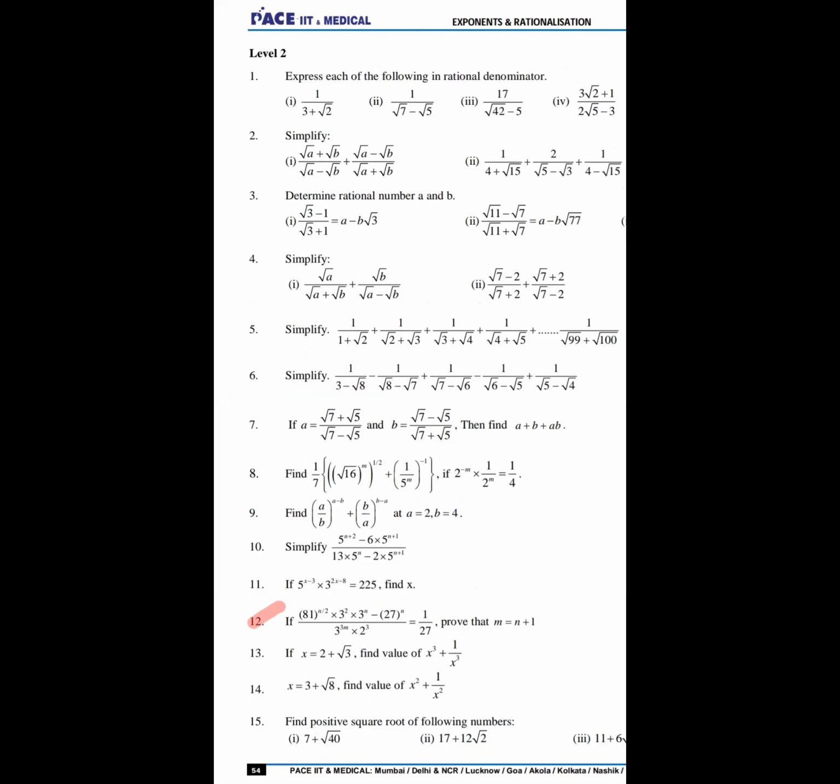Okay, what you'll do, you'll break each and every step in the power of 3. जैसे for example यहाँ पे 81 है, तो break the 81 into 3 to the power of 4. Same in the 27, break it to 3 to the power of 3.